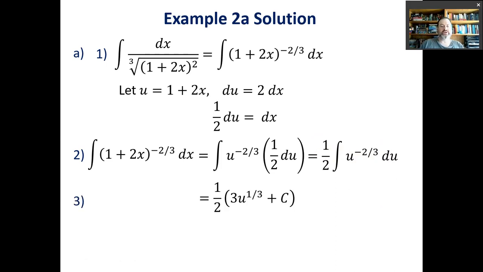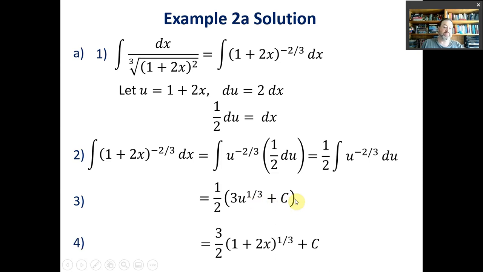Now I'm ready to do the antiderivative, right? So the antiderivative, so the 1/2 stays up front. U to the 2/3, so up a power. So it's u to the 1/3, divide by 1/3, which is the same as multiplying by 3. So we get 3 u to the 1/3 plus c.